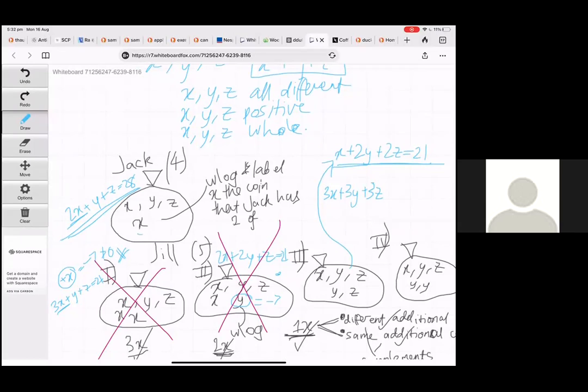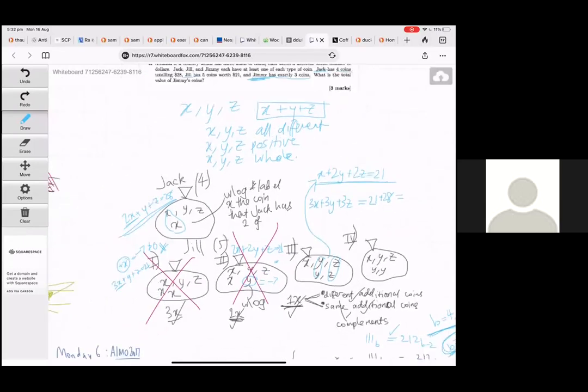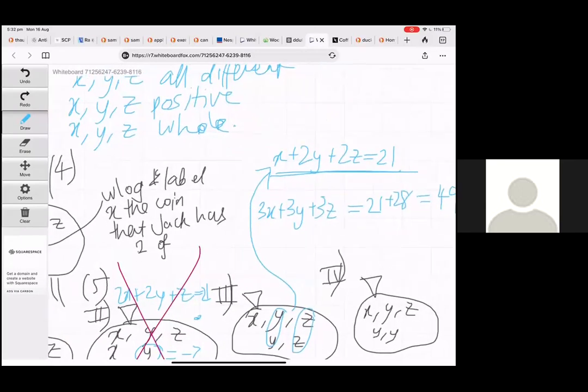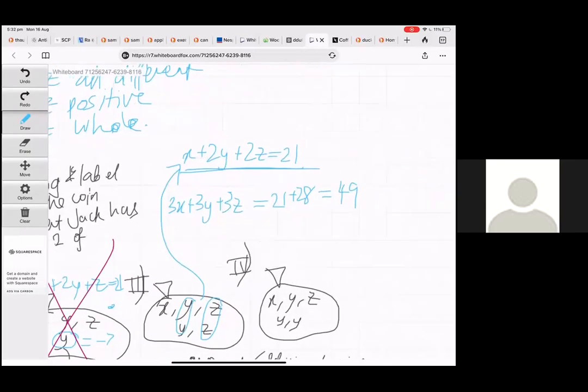Right? Because there's 2 X's here, and then there's 2 Y's and 2 Z's here. So I've got 3 of everything. And since I'm just combining their money bags, it's 21 plus 28, which is 49. Okay, and this is 3 of Jimmy's bag.